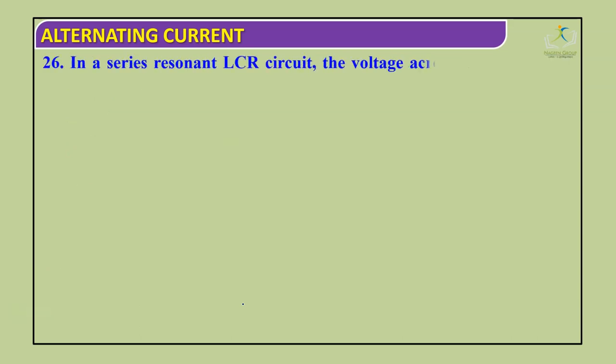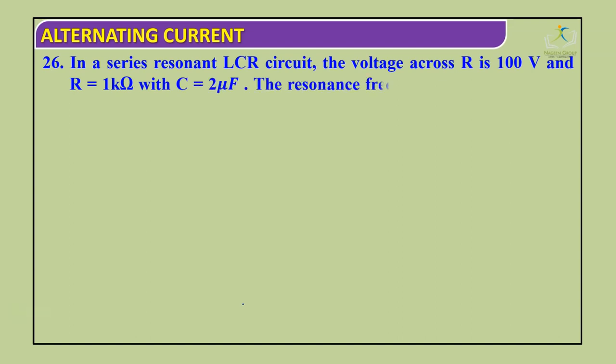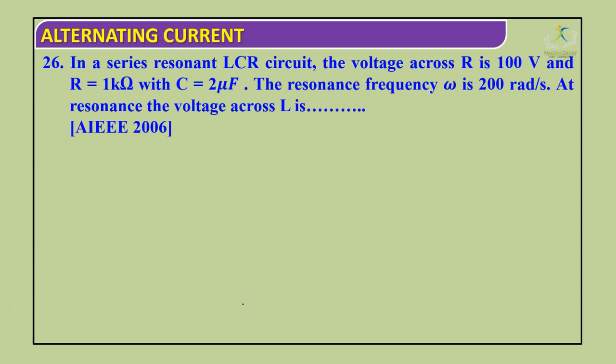Next question we have: in a series resonant LCR circuit, the voltage across R is 100 volt and R is equal to 1000 ohm, C is equal to 2 microfarad. The resonant frequency omega is 200 radian per second, and at resonance the voltage across L is: 2.5 times 10 to the power minus 2 volt, 40 volt, 250 volt, 4 times 10 to the power minus 3 volt.